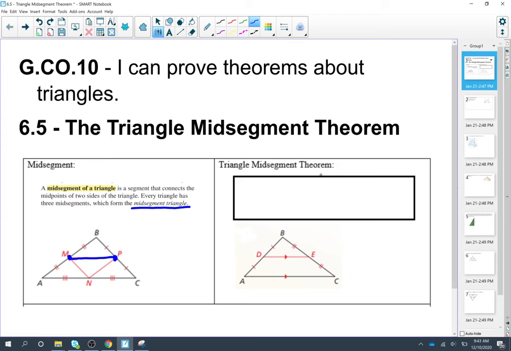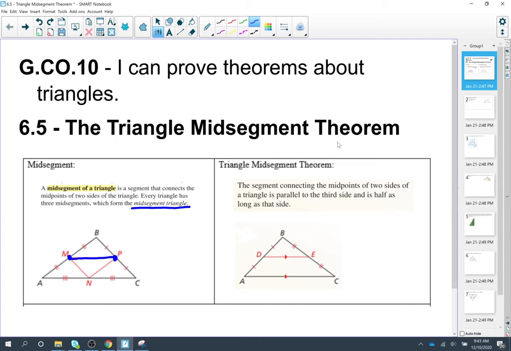Now, the triangle midsegment theorem says that the segment connecting the midpoints of 2 sides of a triangle is parallel to the third side and is half as long as that side. So what's happening here is if I have DE, which is a midsegment because these are congruent and those are congruent, so that's a midpoint and that's a midpoint, then I know that DE is parallel to the third side, which is AC. That's the first part of the midsegment theorem.